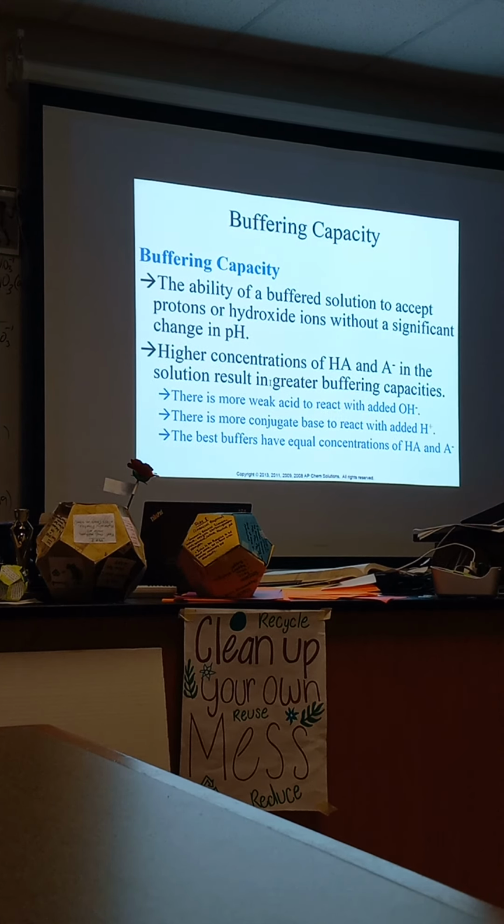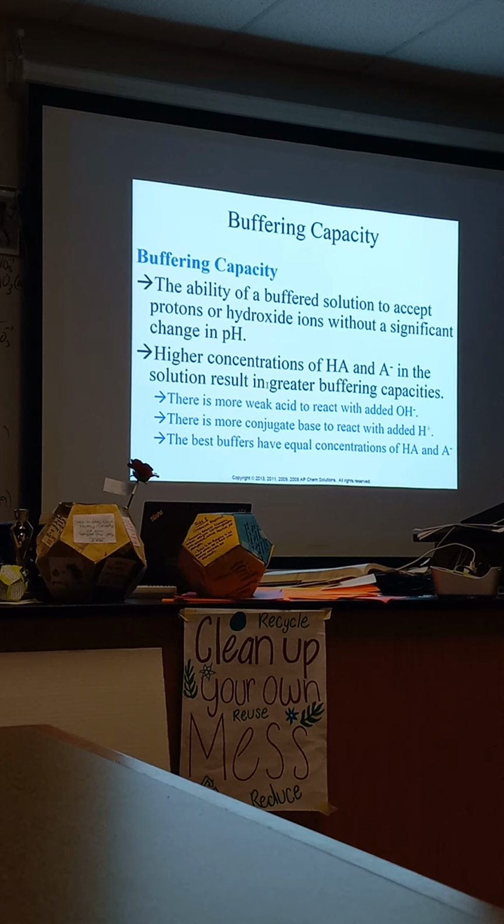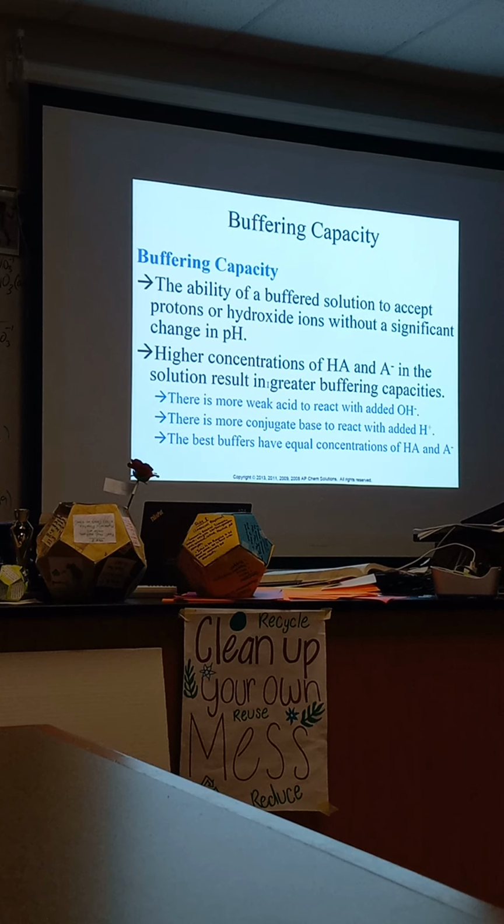That's how it works, guys. When you see the conventions of HA and A minus, those are in reference to buffers. So when you see HA and A minus, you gotta think buffers. The HA is the weak acid, and the A minus is the weak base. So there's going to be more weak acid to react with the added OH minus, and more conjugate base to react with added H plus. The best buffers have equal concentrations of HA and A minus.